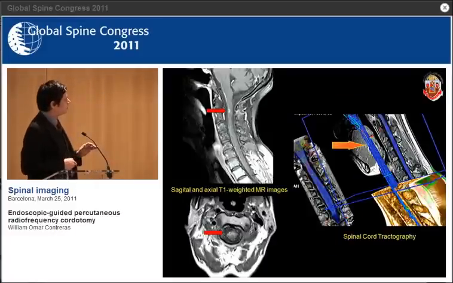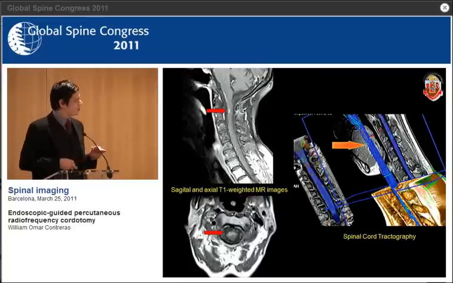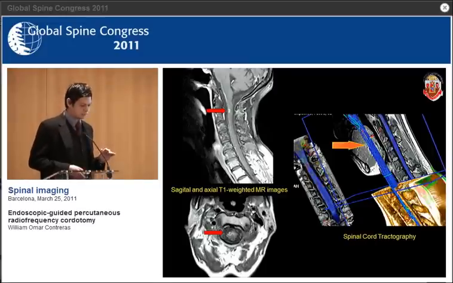This is the follow-up. We can see how the lesion appears in this T1 image, and we are able also to perform spinal cord tractography to see where the lesion is.